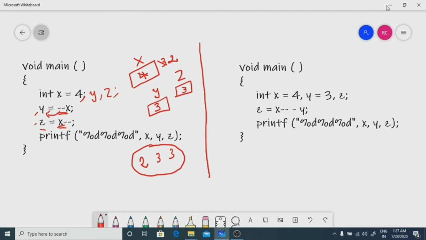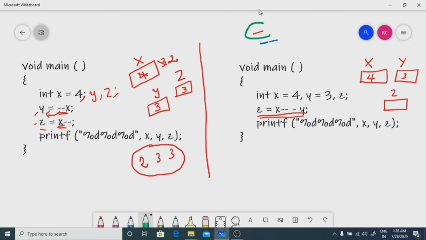In this particular case, memory will be allocated to x and 4 will be assigned to it, and memory will be allocated to y, and the value of y is 3, and memory will be allocated to z. Now, in this particular expression, you can see two operators. One is minus, another one is minus minus. Here, if you observe, minus is a binary operator because it acts on two operands. This minus minus is a unary operator.